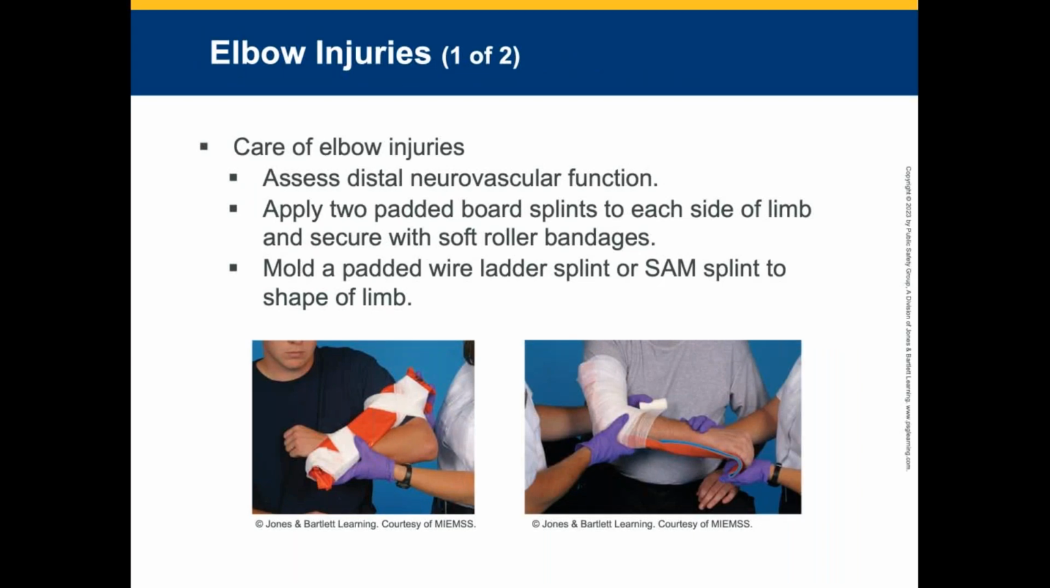If we have an elbow injury, we can use a SAM splint, as you can see in this photo here, wrapping down and around, or we can use double short board splints and go around, keeping that joint immobilized. After this is placed, you can place the sling underneath it to hold it in place, or place a pillow on the stretcher underneath the arm to support it.